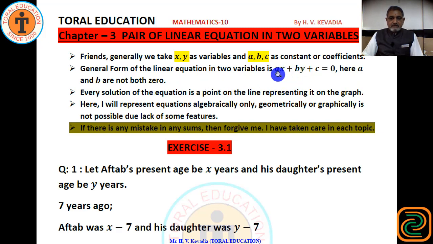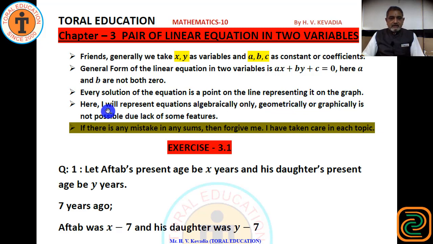If a is 0, then one variable will be removed. If b is 0, then the other variable. So if both are 0, there is no variable at all. So they should not be 0. Every solution of the equation is a point on the line representing it on the graph, that you know very well.